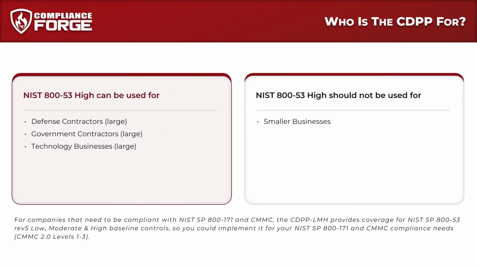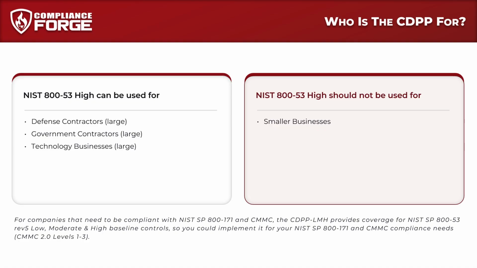Who is it for? NIST 853 High can be used for large defense contractors, large government contractors, and large technology businesses. It should not be used for smaller businesses. And for companies that need to be compliant with NIST 800-171 and CMMC. This version provides coverage for the low, moderate, and high baseline controls, so you could implement it for your compliance needs across CMMC 2.0 Levels 1 through 3.